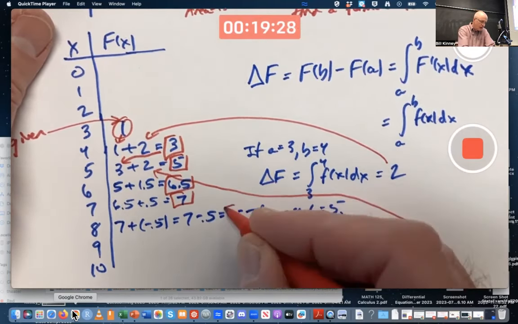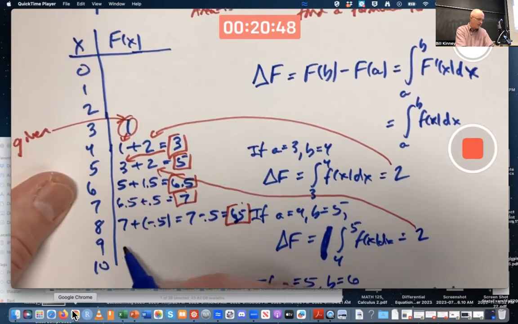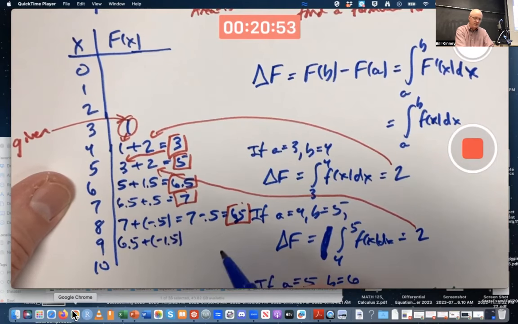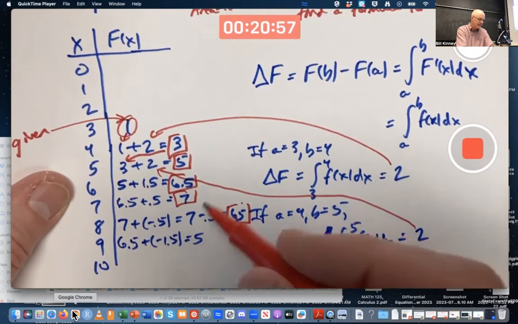As x increases from 8 to 9, what's the value of the integral? It's the opposite of the area of this trapezoid. By symmetry, it should be the same as the area of that trapezoid. 3.5, or 1.5, excuse me. But the integral, therefore, is negative 1.5. So F goes down in value. Add negative 1.5 is the same as subtracting 1.5, goes back down to 5. We've got some symmetry going on here in the values of capital F.